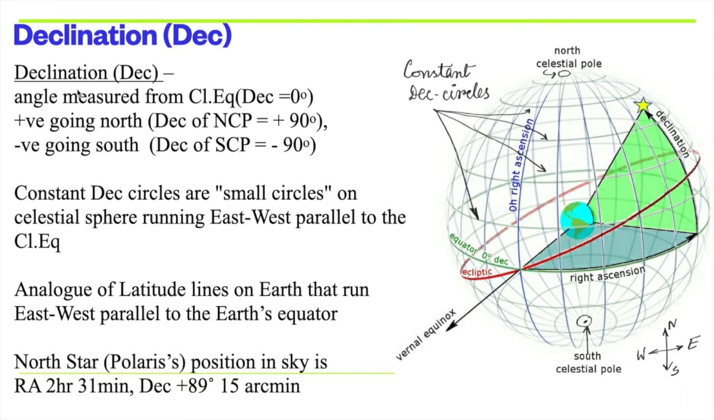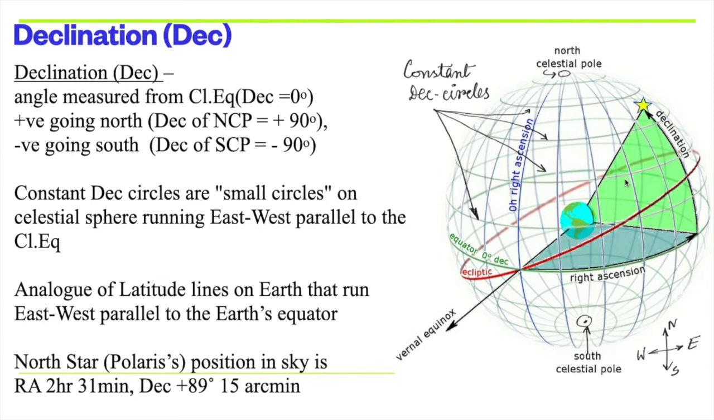That is, we measure declinations as angles from the celestial equator, positive going northwards, negative going southwards along these meridian lines. So constant declination circles are basically small circles which run parallel to the celestial equator. This is equivalent to latitude lines on Earth. Remember this point, it will make things easier: think of Earth's longitude and latitude and Earth's equator. If you extend Earth's equator, it goes over to the celestial sphere and becomes the celestial equator.